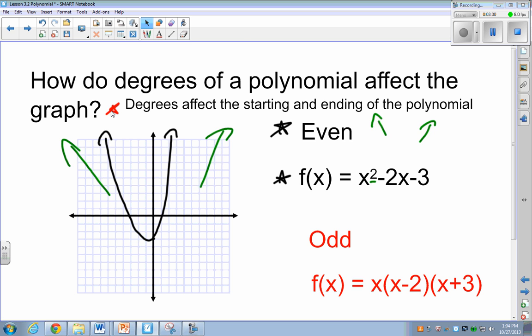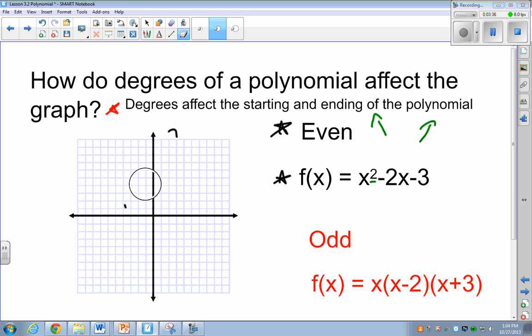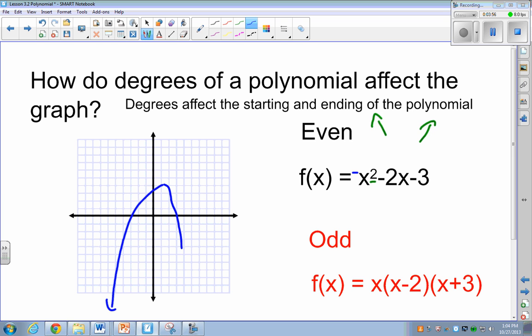Now, suppose that our leading coefficient was negative. Well, that's going to change the graph completely. Instead of both your endpoints pointing up, your graph is now going to be pointed down. I know that's not accurate for this f of x, but I just wanted to show that your arrows are now pointing down. So if it's negative for an even degree, the arrows are pointing down. If it's positive, they're pointing up.